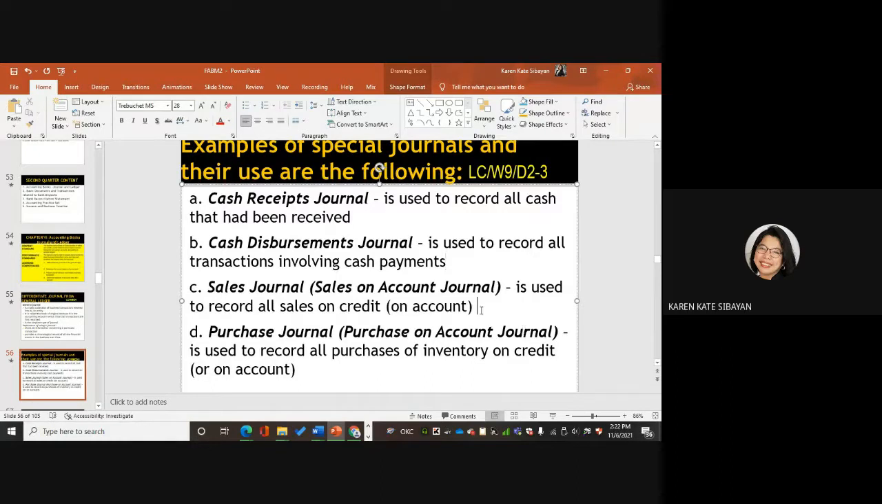Sales journal naman, class, is used to record all sales on credit, lalo na if they use credit card. Okay? Lahat ng on account, ilalagay mo sa sales journal.